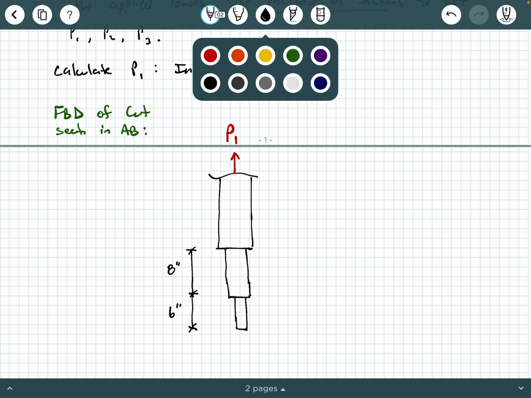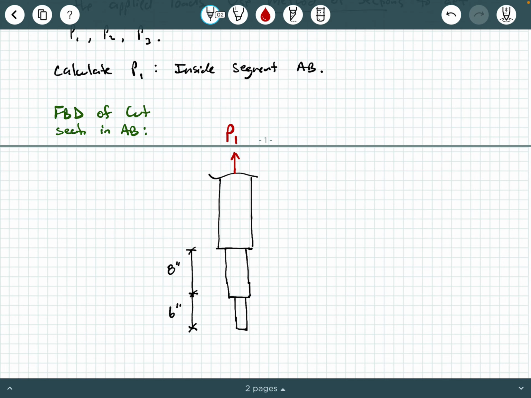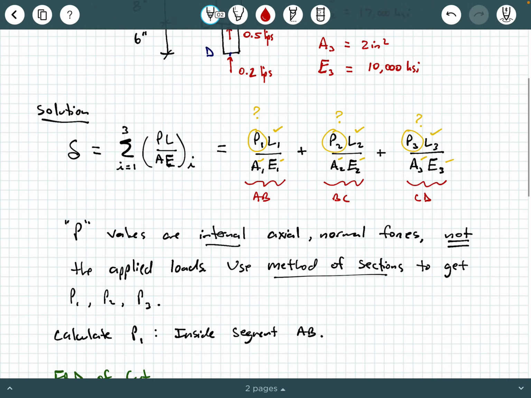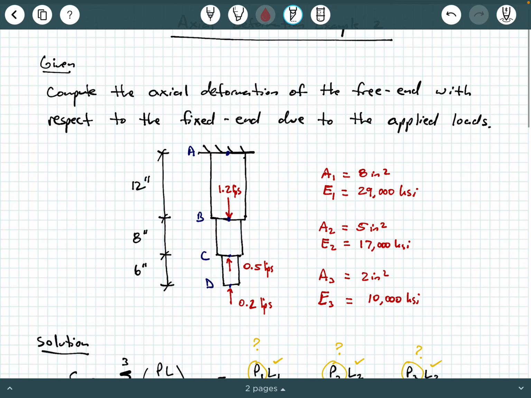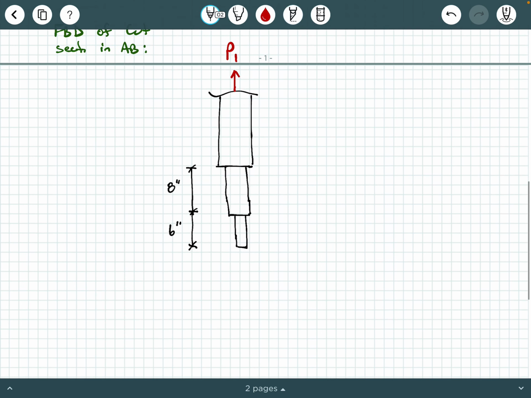Now, what else do we know when we look at this free body diagram? Well, we know some of these applied loads, right? Look at our original figure. We know that we have 1.2 kips, 0.5 kips, and 0.2 kips. So again, this cut section is passing somewhere in between segment AB, and I'm looking at everything below the cut section, okay? So again, you need to draw these known values. Here's our 1.2 kips, here's our 0.5 kips, and here's our 0.2 kips. All of this was given to us in our problem statement.